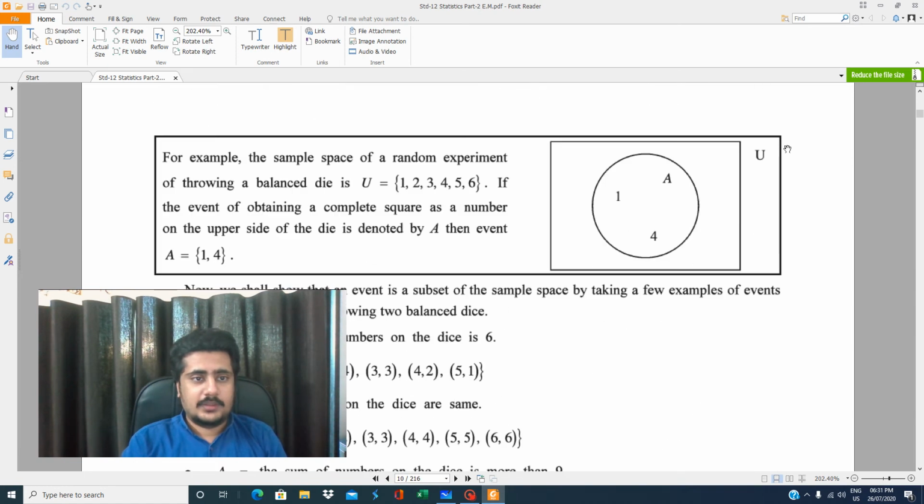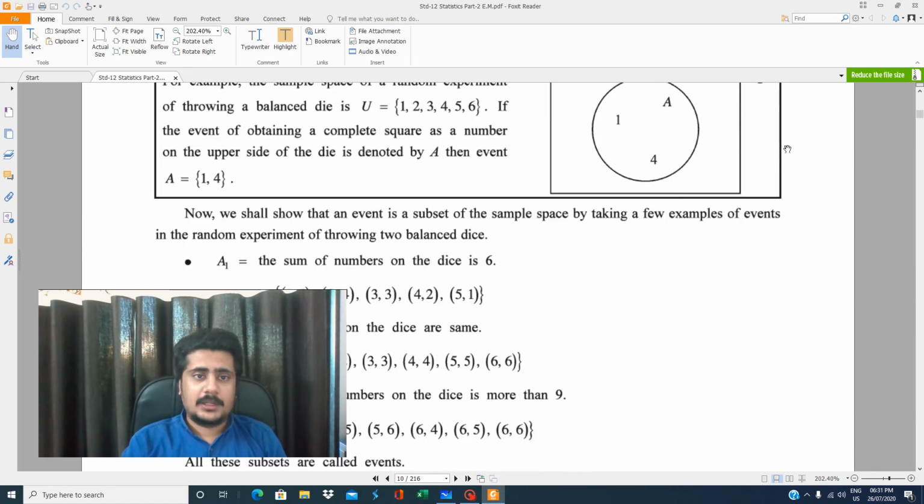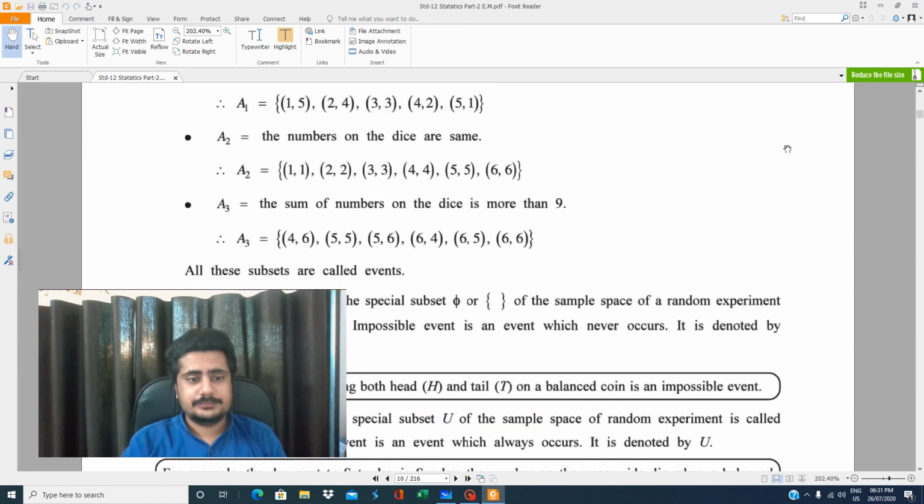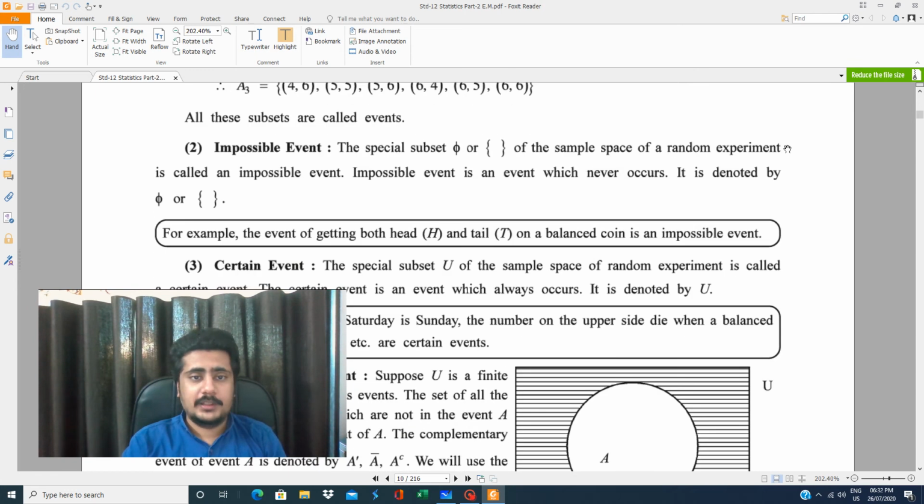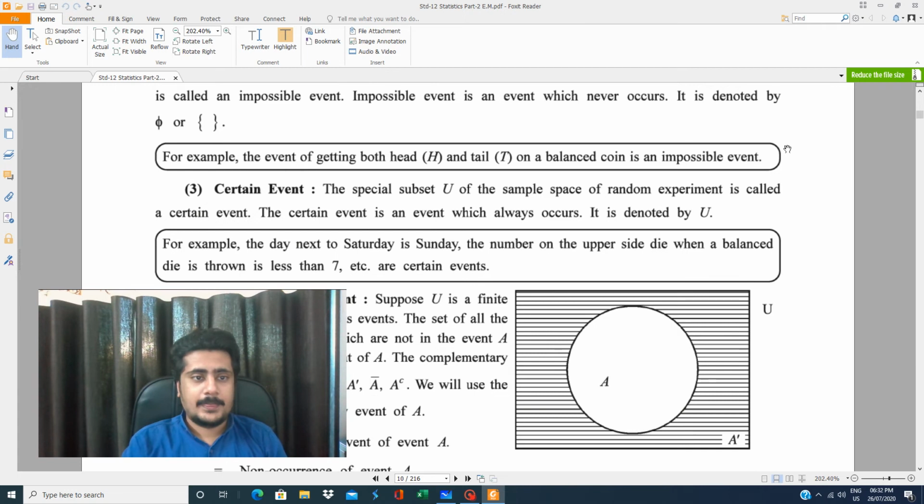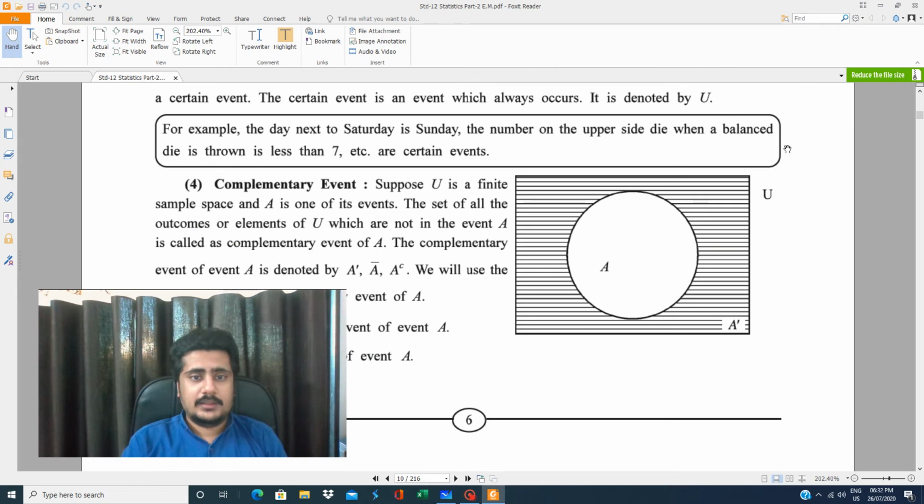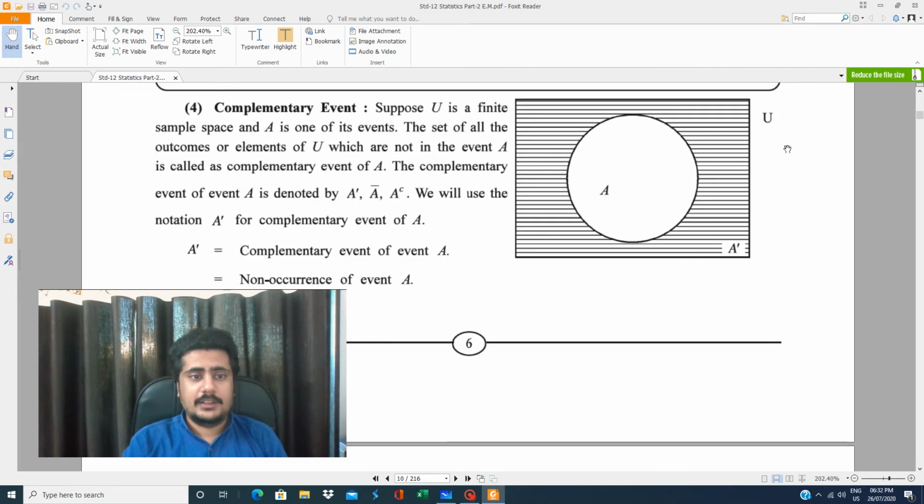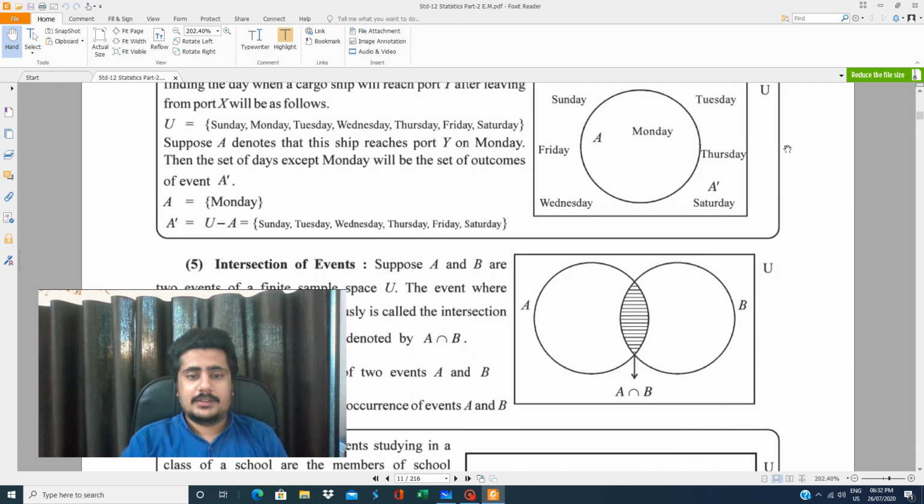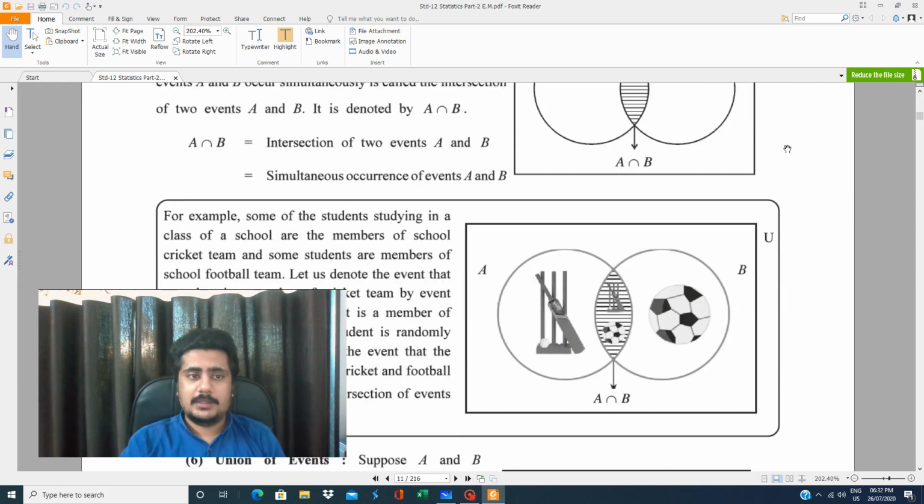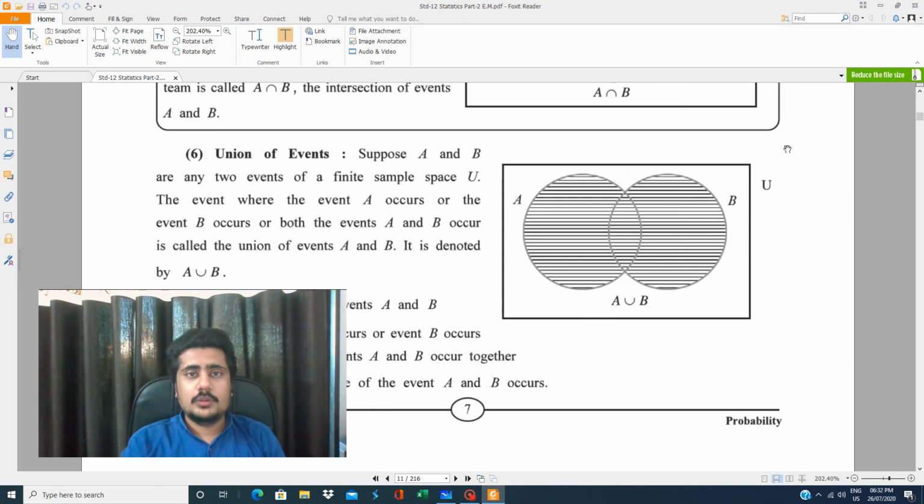Number one was event. Event is the heading I told you, that is a part of a sample space. Then impossible event, the event which never occurs. Certain event, which always occurs. We have completed each and every single event. Then complementary event is event other than event A. Then intersection of events, common elements between A and B. Union of events, that is the combination of events A and B.